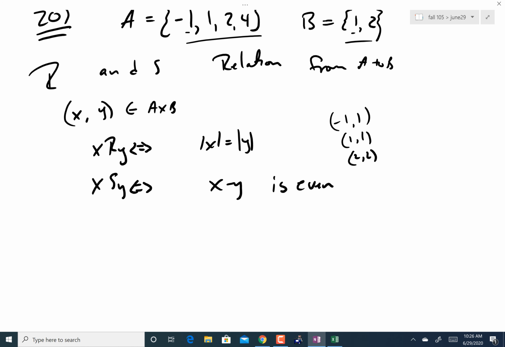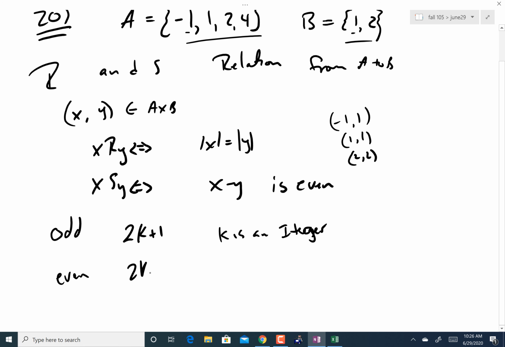So X minus Y is even, right? All right, cool. So if you match them up, -1 minus 1 is -2. That's an even number. Okay, remember that has to be divisible by 2. If you've forgotten, an odd number can be written in the format 2k plus 1, where k is an integer. Sometimes books use n, 2n plus 1, doesn't matter. An even number is just 2k. Okay, where again, k is an integer. So -1 minus 1 is -2. All right, cool.